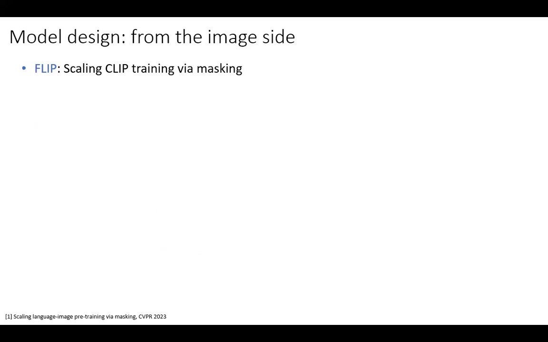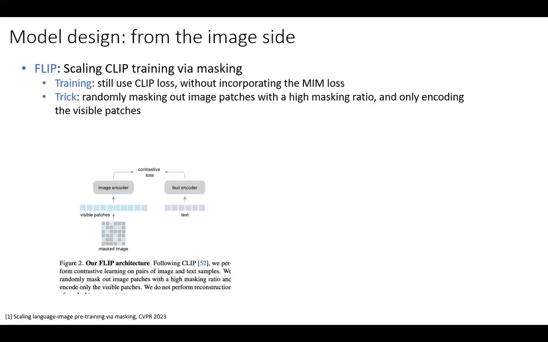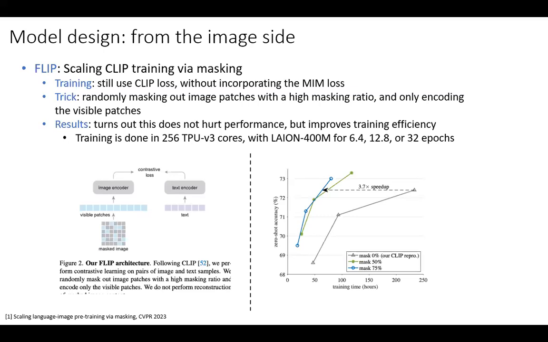In terms of model design, from the image side, one recent interesting paper is the FLIP paper. In terms of training, it still uses the original CLIP loss, and even the MIM loss is not used, because later on they show the MIM loss is basically not useful to enhance the CLIP model. But the trick is that the authors propose to randomly mask out image patches with a high masking ratio, and then only encode the visible patches. The idea is very simple and more like a trick, right? Given the image as your input, you are not going to encode the full image, but rather you randomly mask out the image, like what you do in MAE or MIM, and then do the original CLIP training. After doing this, the authors have shown that it doesn't hurt performance, and actually it can improve your training efficiency by a lot.